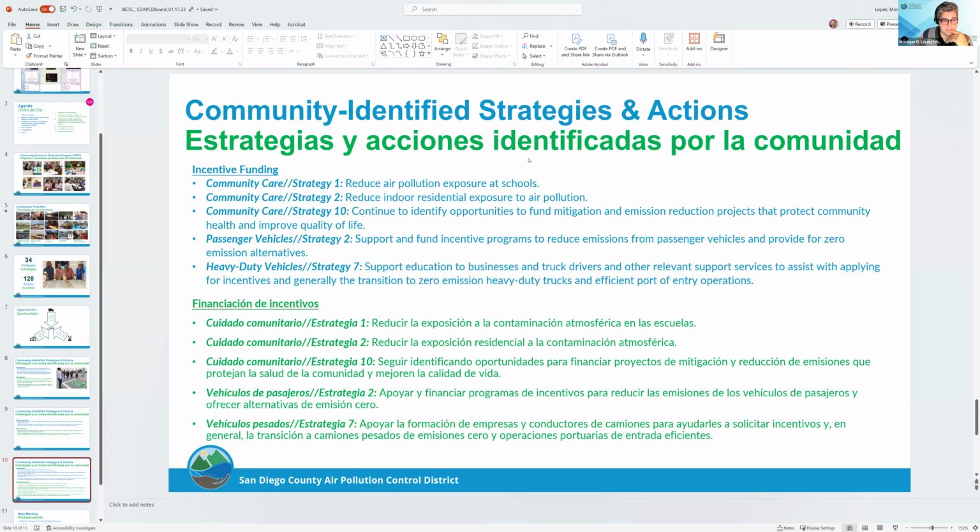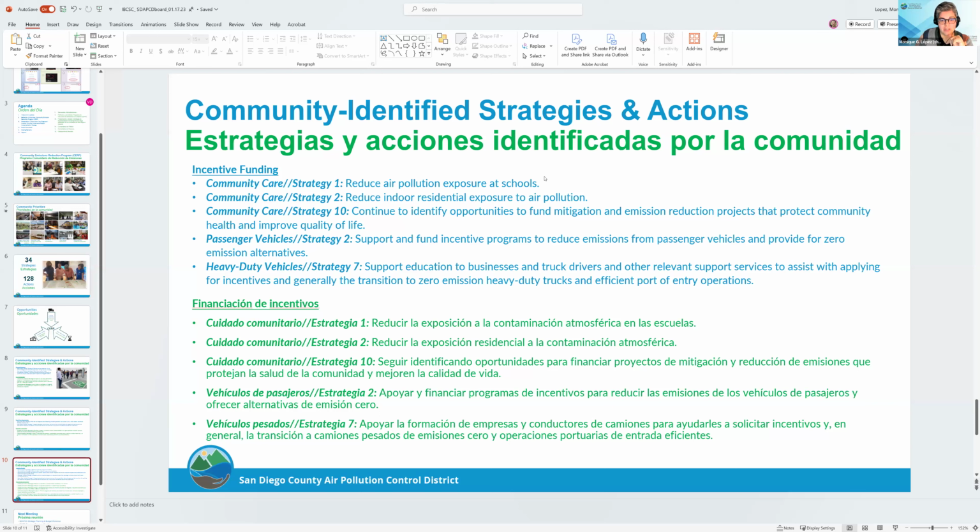Even having potentially a flag program. So when it's a bad air quality day, you fly, let's say, a yellow or an orange or a red flag, and that indicates to everyone, maybe this is a day that if you're sensitive to that, it's an indoor day or what have you.